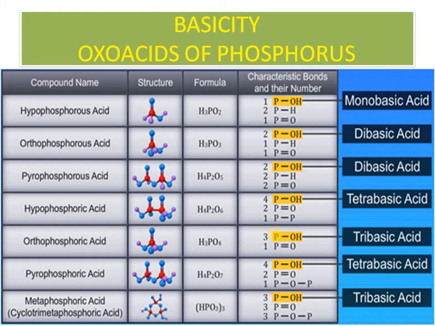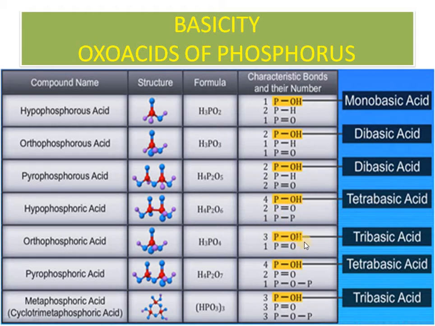First thing is basicity also. If you draw the structure, you will find that one P-OH bond is there in the case of hypophosphorous acid, and here 2 are there, here 2, 4, 3, 4, 3. As the number of P-OH bonds increases, that many H+ can be released. That is known as ionizable hydrogen. So ionizable hydrogen is 1 in the first case, therefore monobasic. If 2 ionizable hydrogens are there, then dibasic. So here you can find that this is dibasic, and here it is tetra, as 4 P-OH bonds are there.